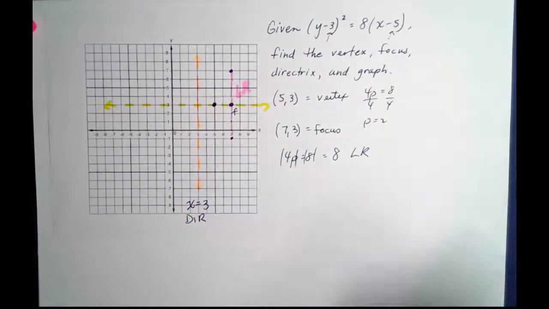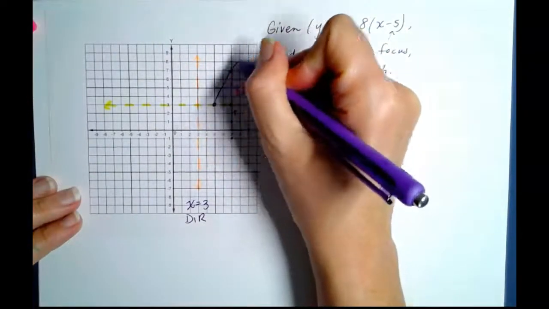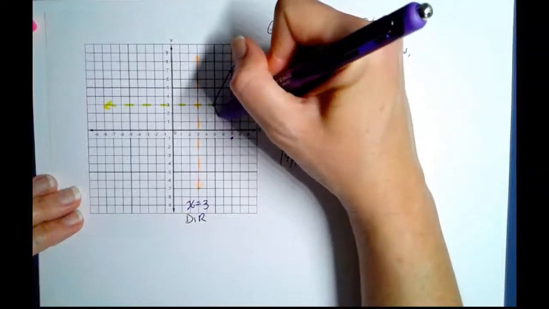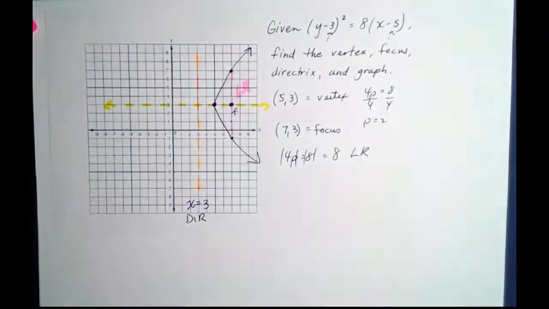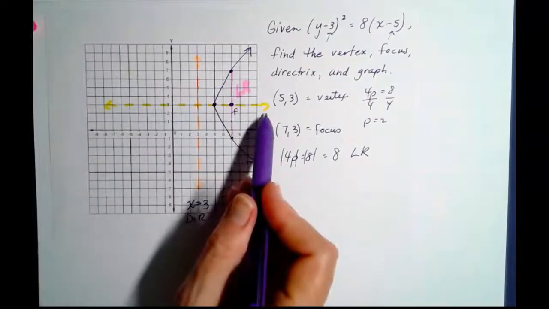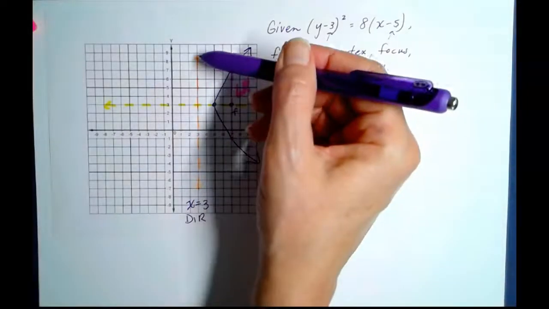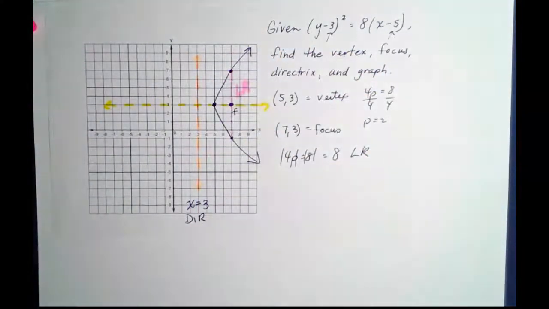So now we know how wide the opening of the parabola is going to be based on 4p being equal to 8, the LR being equal to 8. Remember, it's a line segment that goes through the focus. It's perpendicular to the axis of symmetry, and it is parallel to the directrix.